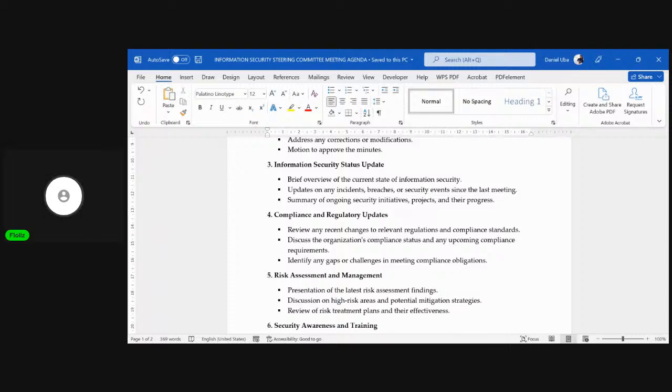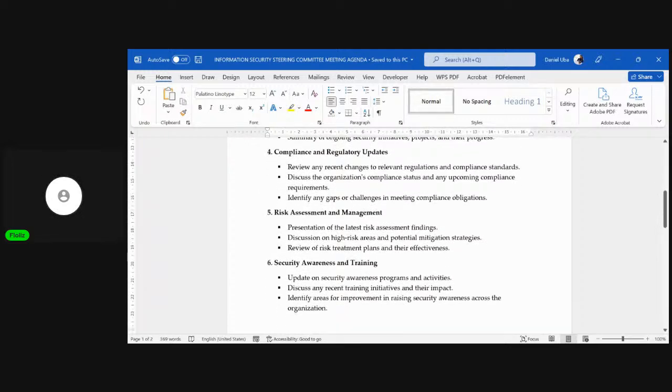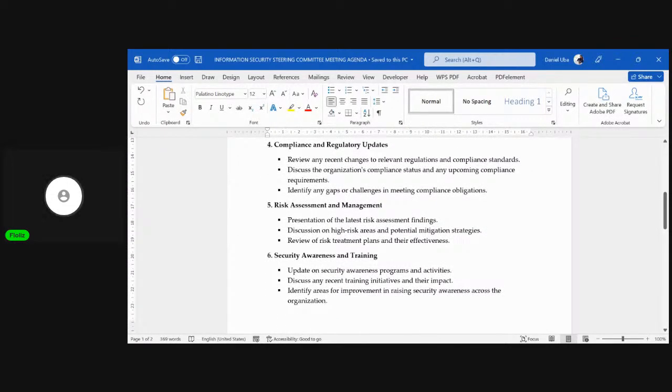You also discuss it. Then you go to the risk management findings. What are the risks IT have discovered? What are the risks customers complain to in the customer care help desk? So all these risks findings, you discuss it. And what are the potential mitigation strategies? And how do you want to resolve this risk? That is the risk treatment plan. You also discuss it. Then security awareness.